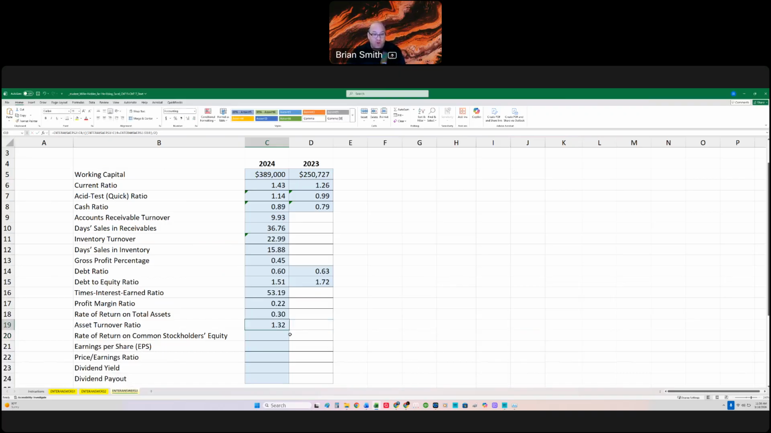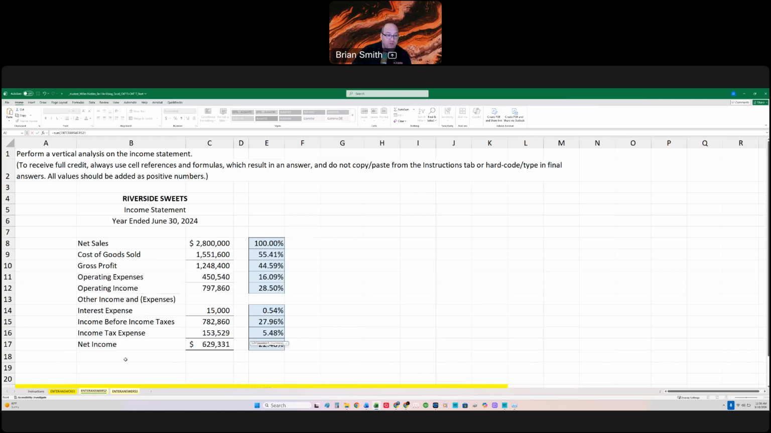All right, rate of return on common stockholders' equity. Rate of return on common stockholders' equity is net income minus preferred dividends divided by average common shareholders' equity. All right, so we're going to hit equals. We're going to do sum. We're going to look for net income and subtract out any preferred dividends, but I don't think we had any preferred dividends. So we got net income. I don't see any preferred dividends. If we find them later on, we'll put them in.